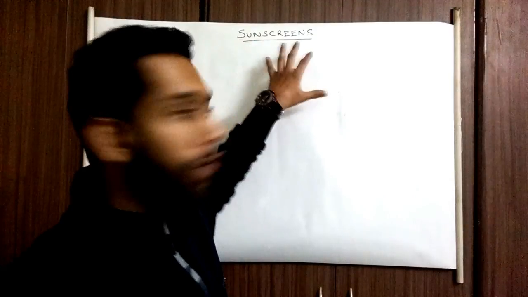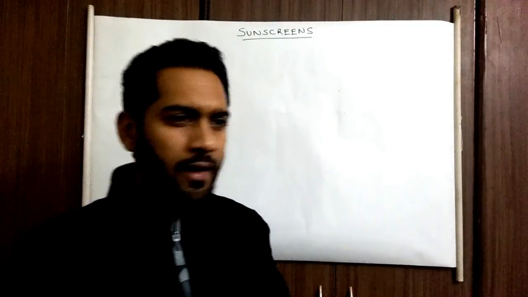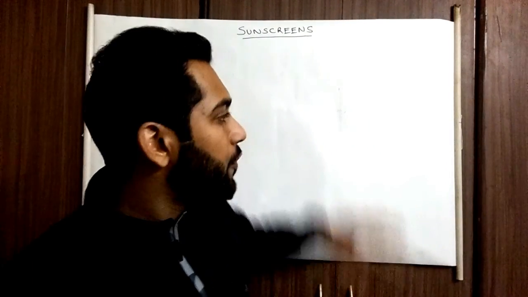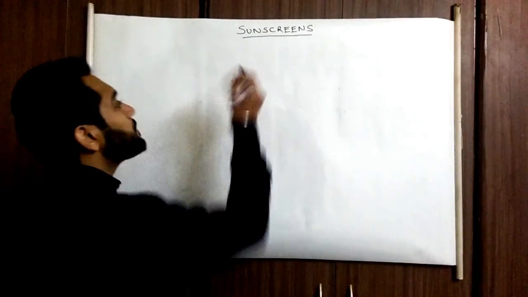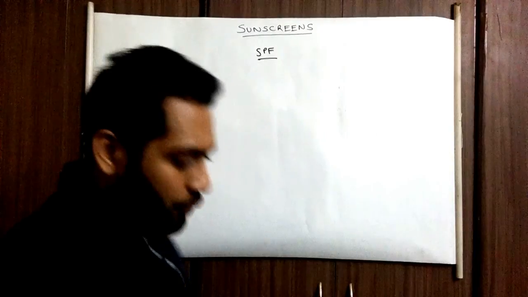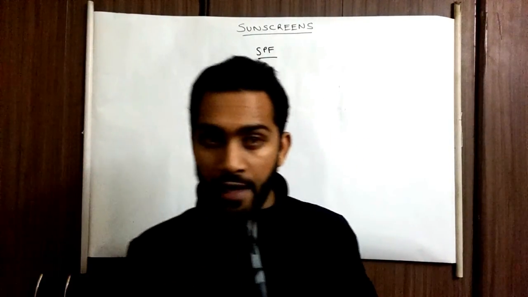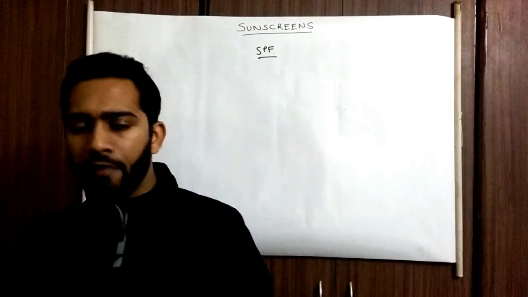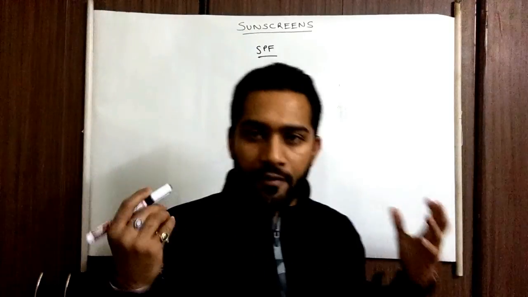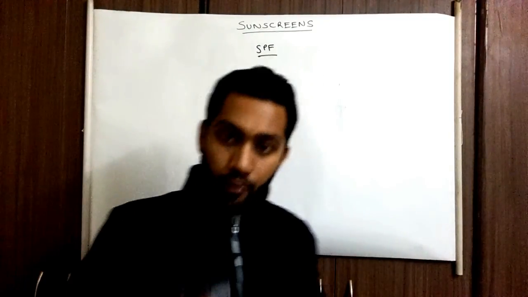So today I'm going to talk about sunscreens, everything about sunscreen you need to know, like SPF, melanin, PA, UVA, UVB, everything. So first I'll start with SPF. Now what is SPF? SPF means sun protection factor, and there are various kinds of sunscreens which have SPF 10, SPF 15, SPF 25, up to SPF 50. So what is basically the meaning of SPF? Why do you want to know about SPF and why should you know about SPF?